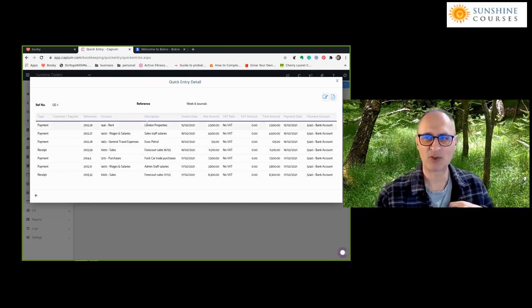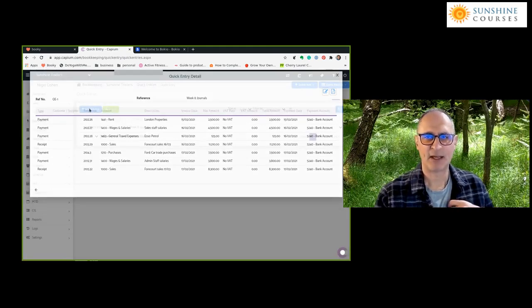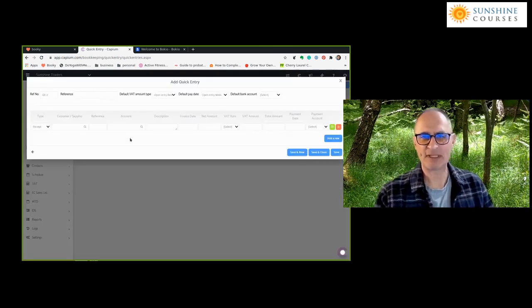Do you remember we had London properties for £2,500, staff sales of £4,500. So I've entered these transactions already. I'm going to look at that in just a minute. I just want to illustrate how this quick entry system works, because this is very typical of a simple journal entry to an accounting system.